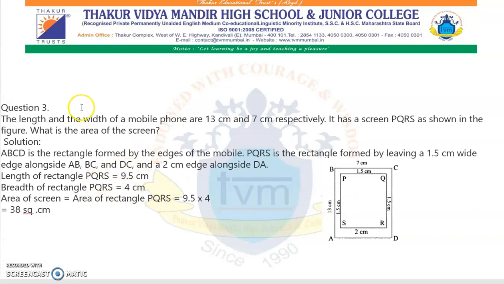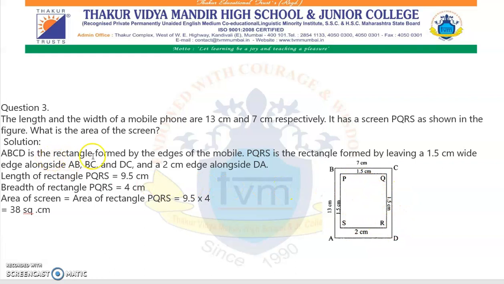Now see another question. The length and width of a mobile phone are given. See, this is PQRS is the mobile phone. The screen is given. Length is given 13. Breadth is what? 7 centimeter. Length is 13 and breadth is 7 centimeter. It has a screen of PQRS. PQRS is the screen. What is the area of screen? We have to find area of screen means PQRS area we have to find.